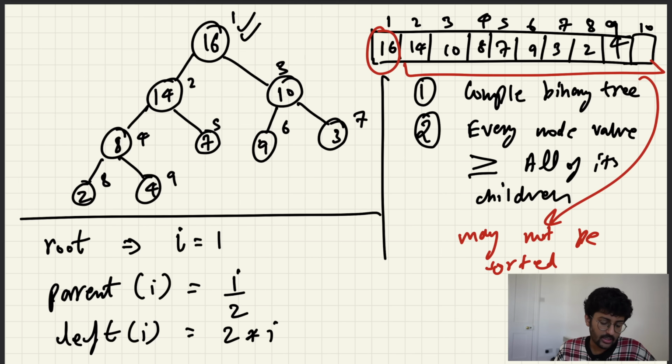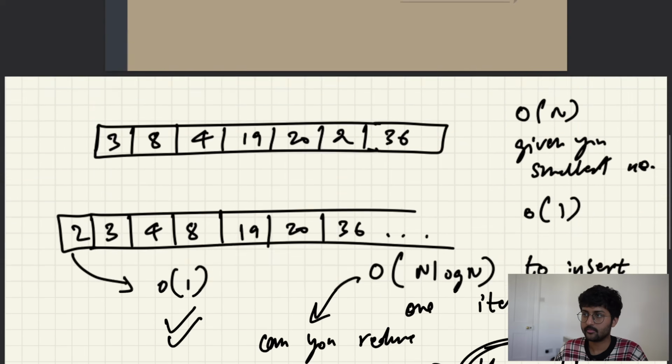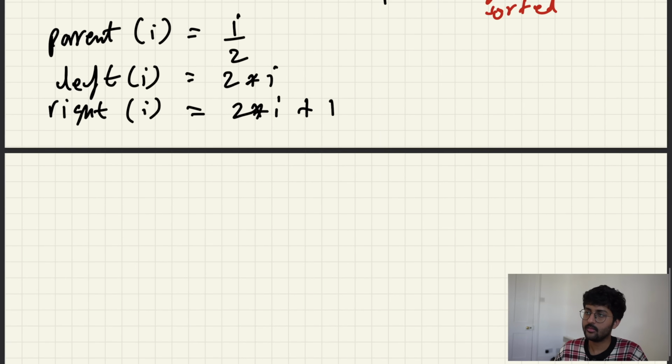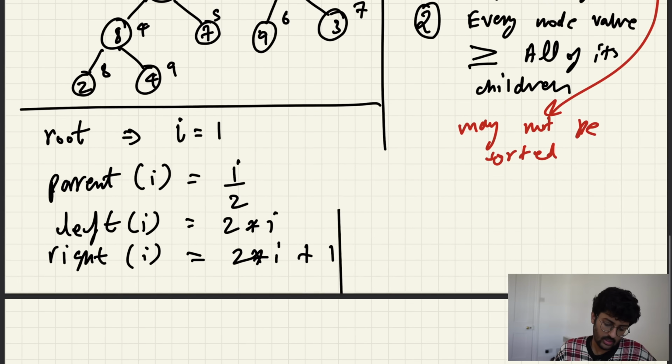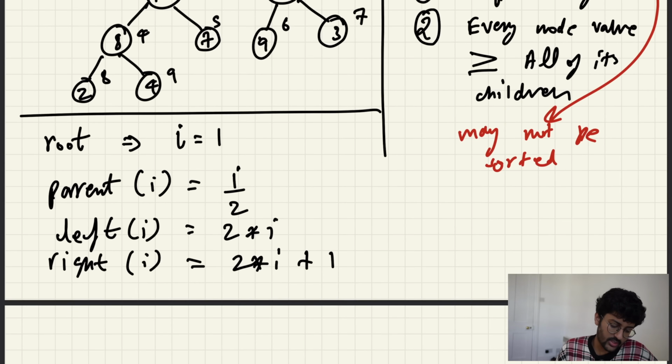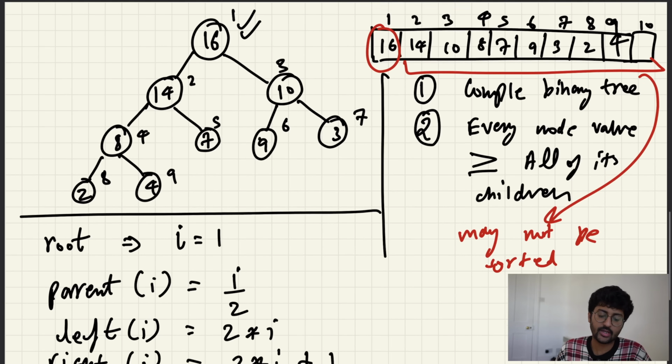What is right? Index number is 2, what is right? Right is equal to 5. Index is 4, right is equal to 9. Index is 3, right is equal to 7. Okay. So similarly, again we have seen the pattern. Right of any index is equal to 2 into I plus 1. Simple. This answers the question of how the heap is actually represented.